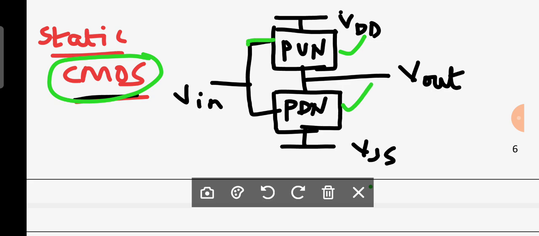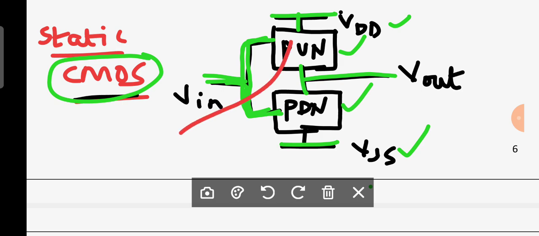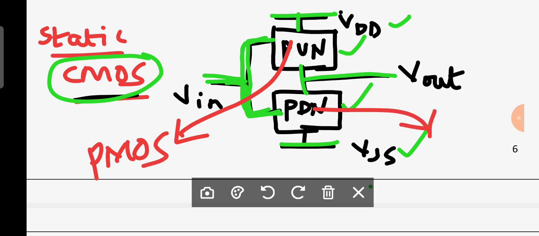The input is commonly given to the gate terminals of the pull-up and pull-down networks, and the output is collected between the two, that means the drain terminals of the pull-up and pull-down networks. The pull-up network is connected between the supply VDD and the output, and the pull-down network is connected between the output and the supply VSS. Can anybody tell what is meant by pull-up network and pull-down network? Absolutely, the pull-up network is basically a PMOS network, and the pull-down network is basically an NMOS network. Is it clear?